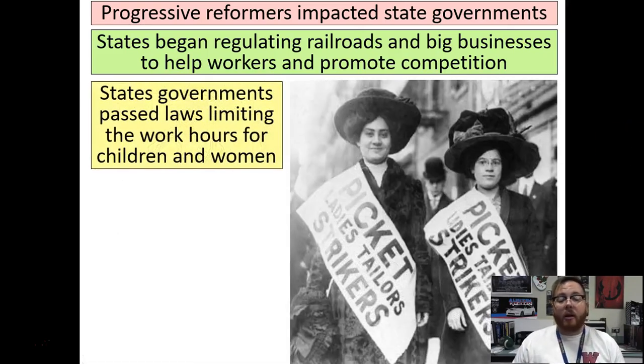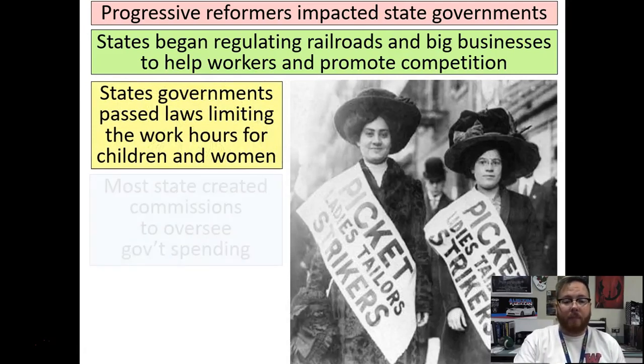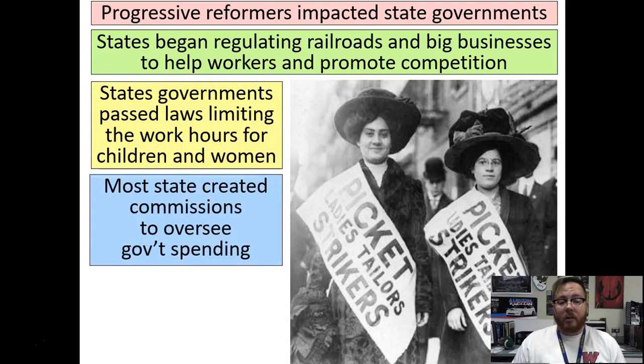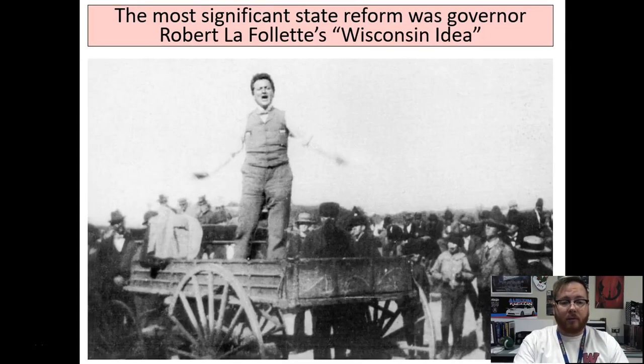State governments passed laws that limited work hours for children and women. That's a progressive reform. And most states created commissions to oversee government spending, to make sure that governments weren't spending too much money, or, you know, money wasn't being embezzled or fraudulently spent. The commissions created to oversee that stuff are a progressive reform.